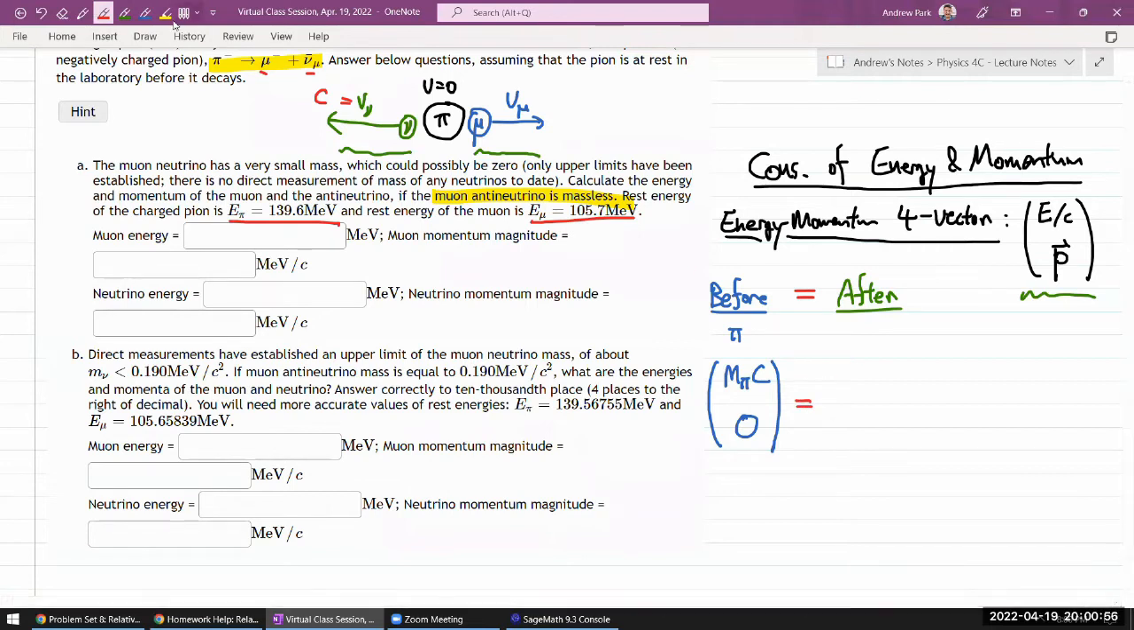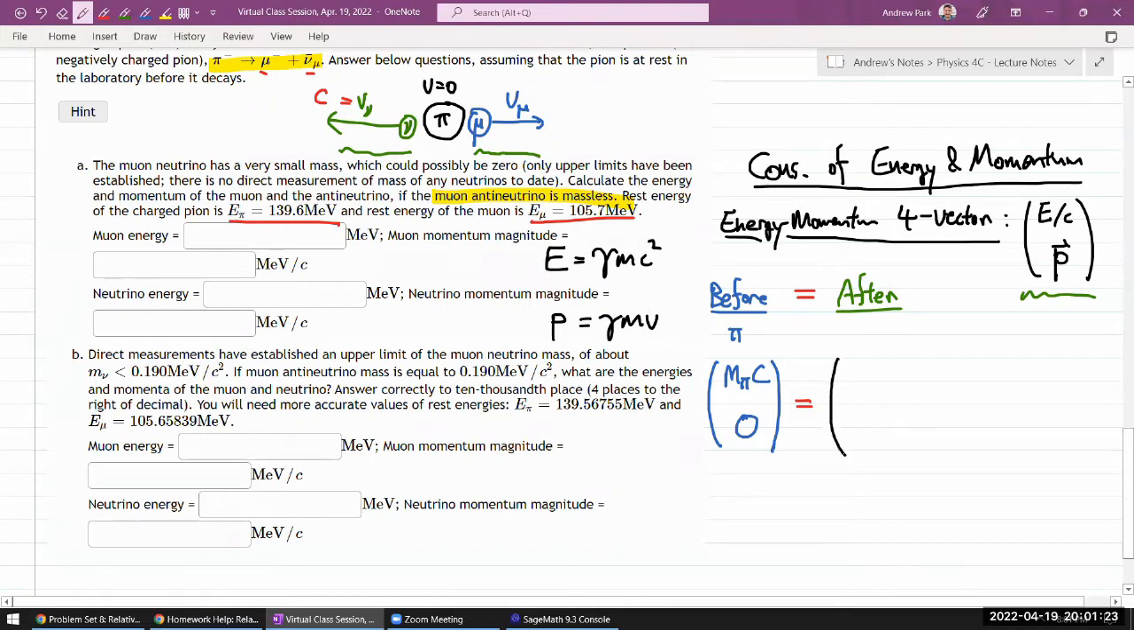So after, let me write out the expression for the muon. I have to remember these formulas. The total energy of any relativistic particle is gamma m c squared, and the momentum of that particle is gamma m v. So let me write it out for the muon first. For the muon, its total energy will be the gamma factor associated with the speed of the muon times m c squared, divided by c, so no squared here.